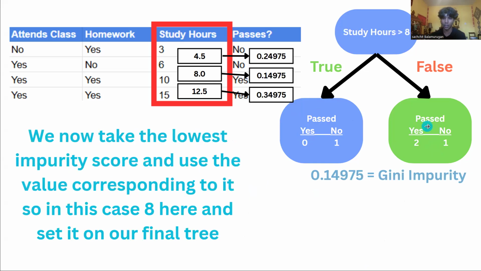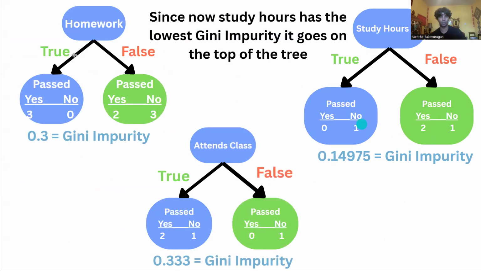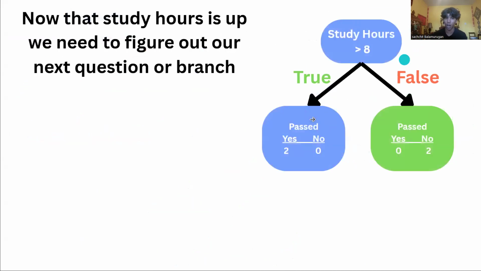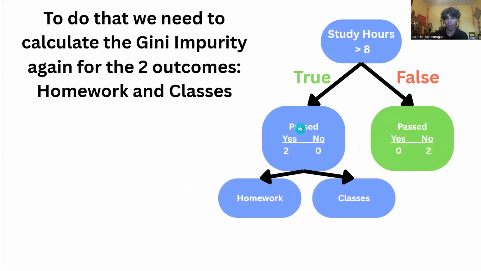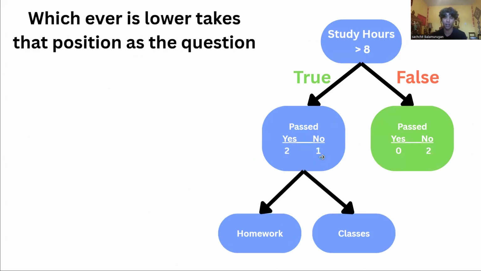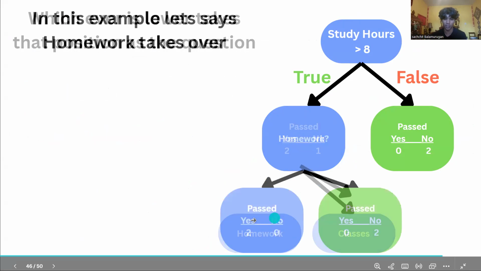And then you need to do that for all the table values, right? All 3 of these, and then see which one is the lowest. In this case, this is the lowest, so this goes on the top branch. And since homework is the second lowest, it goes on the next branch here. So we choose homework since that's the lowest.